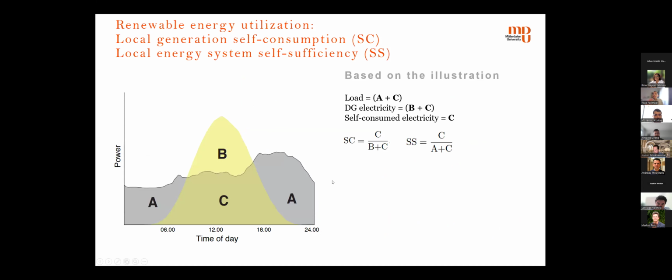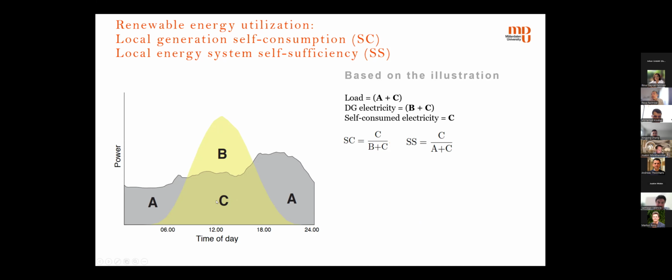So I will talk about some metrics here. In this case, Santiago has mentioned self-consumption and self-sufficiency. But in simple terms, self-consumption is, in this case, we have local generation here, and then we have demand. Self-consumption is basically this part, which is self-consumed PV generation divided by total generation. So it's C divided by B plus C.